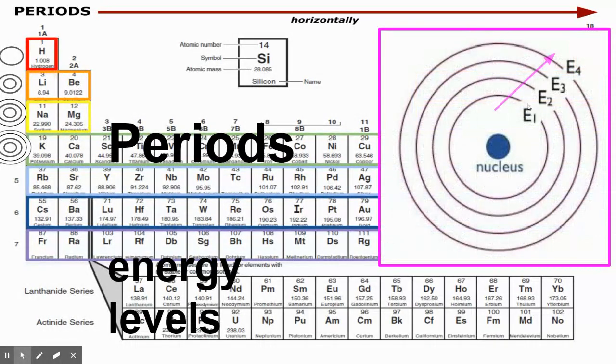We start with the closest to the nucleus being the first energy level, then the second goes outer, and the more energy levels, the further out they go.